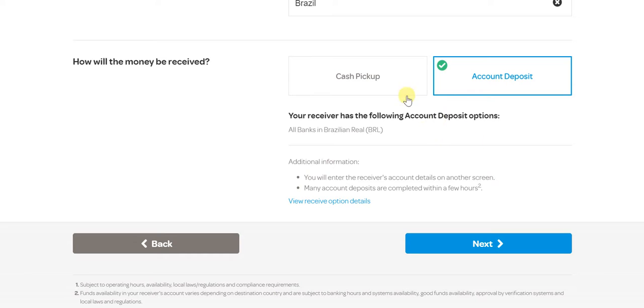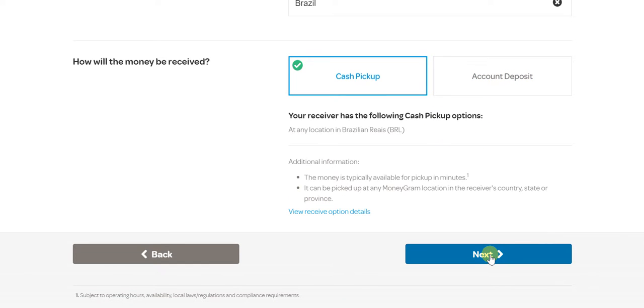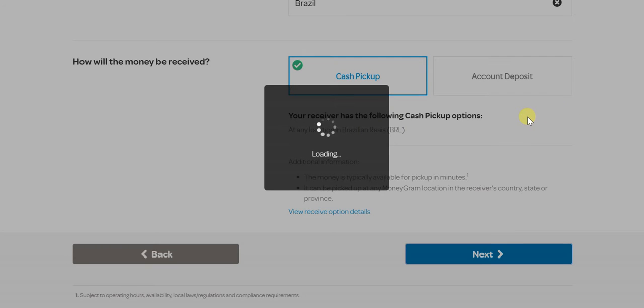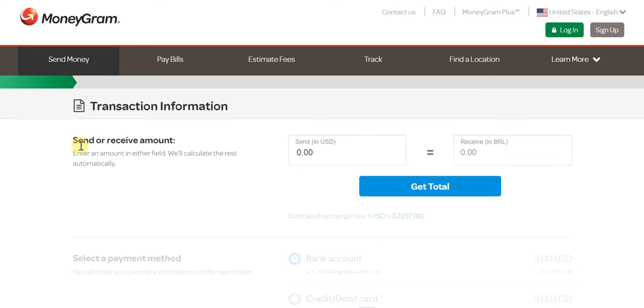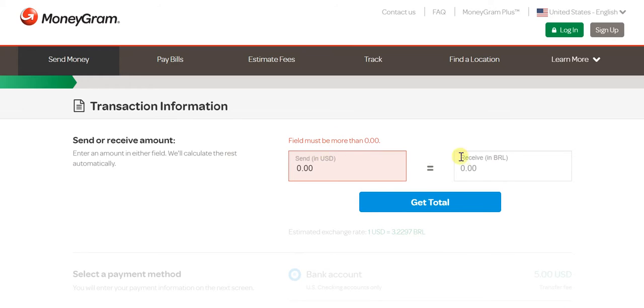So let's say we stick to the cash pickup option and we click on next. And over here is where we need to input the amount. It can either be the send or the receive amount, it does not matter. So let's say we have the receiver's amount in mind because we want to be sure of how much the receiver would receive in Brazilian real.